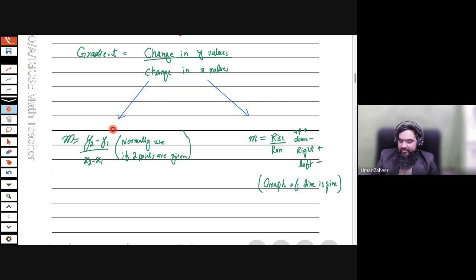The first one is the formula y2 minus y1 divided by x2 minus x1. And if the examiner gives you the graph, we have to find the gradient by rise over run. If you're moving upwards on the graph, it is a positive value. If you're moving downward, it will be a negative value. Moving to the right is the run, and if it is to the right, it will be a positive value. If you're moving towards the left side, it will be a negative value.